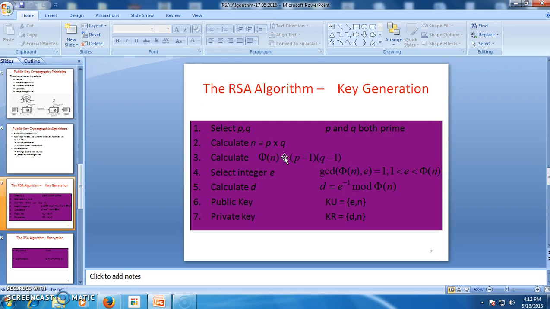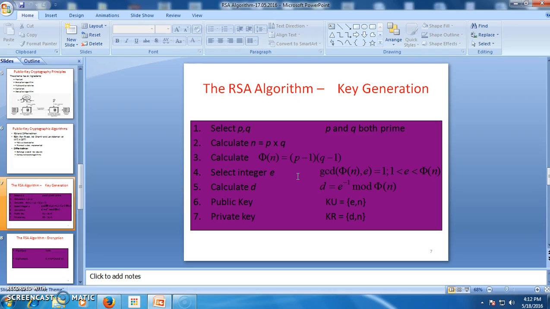The lecture is about RSA algorithm. So here, the key generation is very important. For which we are using two large prime numbers, P and Q. Then we calculate n value, which is the product of P and Q. Then we calculate phi of n, which is (P minus 1) times (Q minus 1). Then we have to select an integer E in such a way that GCD of phi of n and E is equal to 1, where 1 is less than E less than phi of n. Then we calculate D such that D is E inverse mod phi of n.